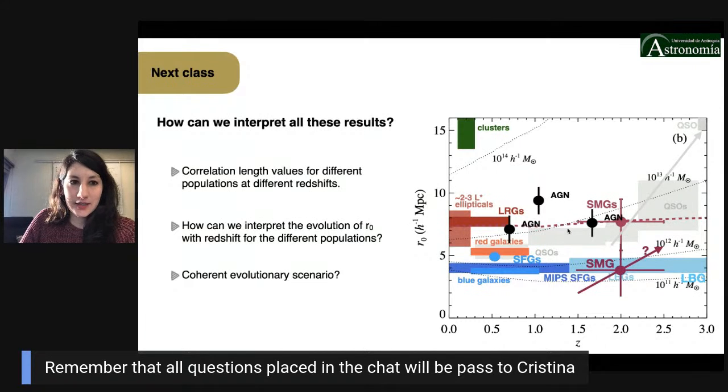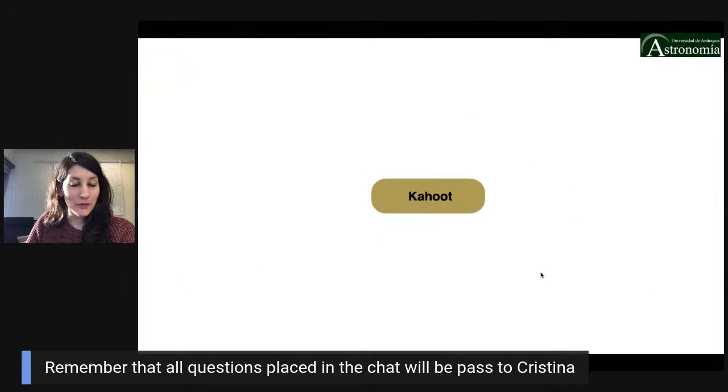Then in the next class, we will talk about how we can interpret all those results, what it means that we have a higher or lower R naught at different redshifts, and how we can get some conclusions about galaxy evolution, for example, or if we can use this information to make evolutionary links between different populations. I'm going to be talking about that tomorrow. And that is everything for now.